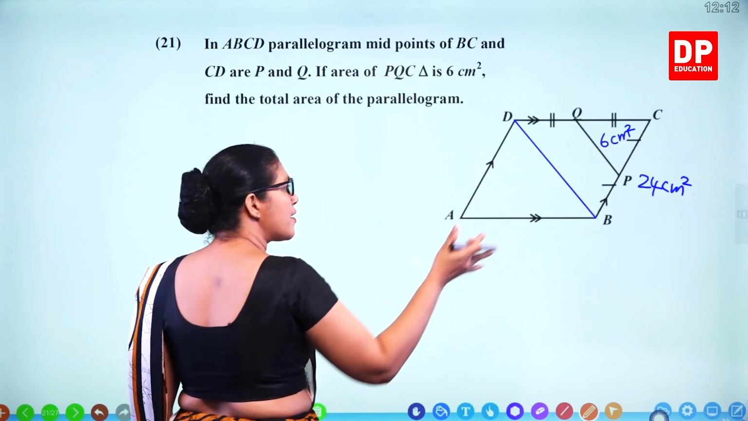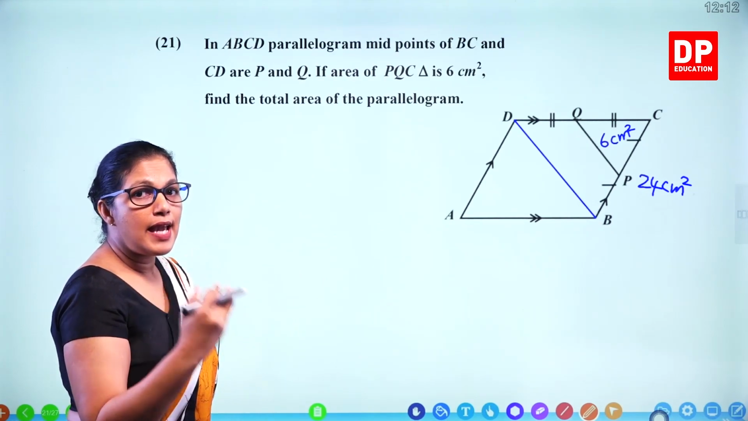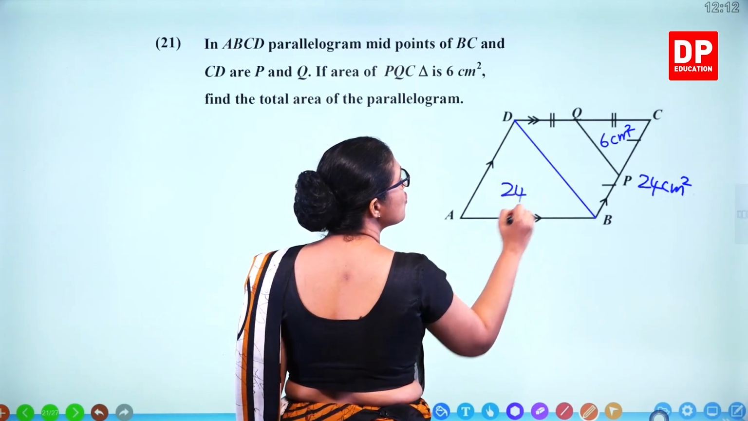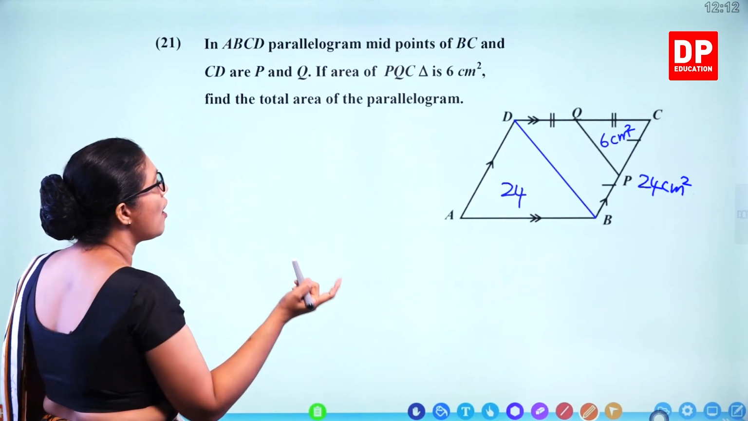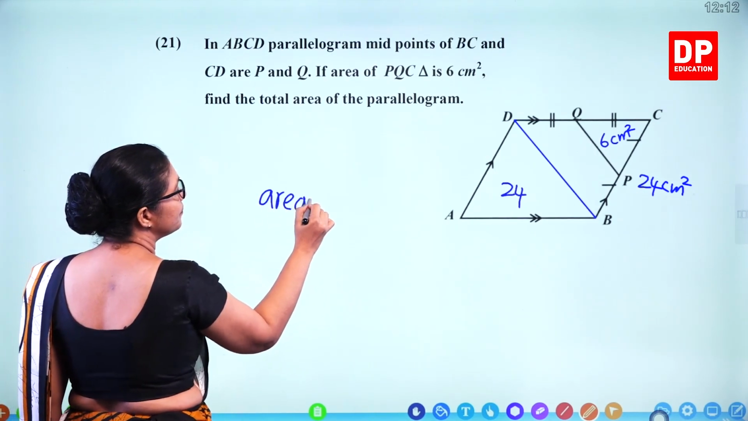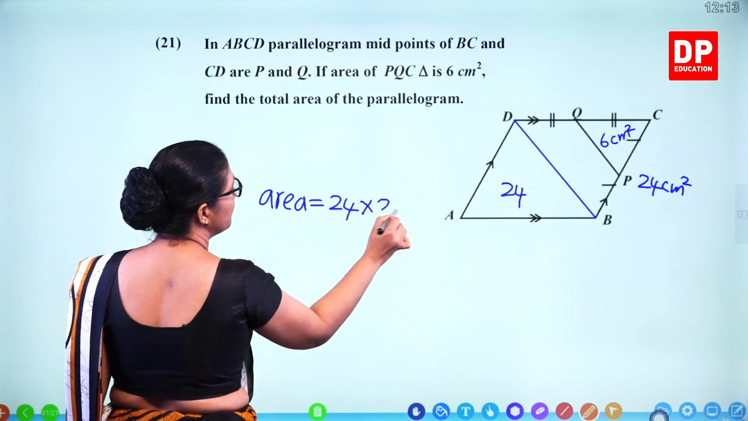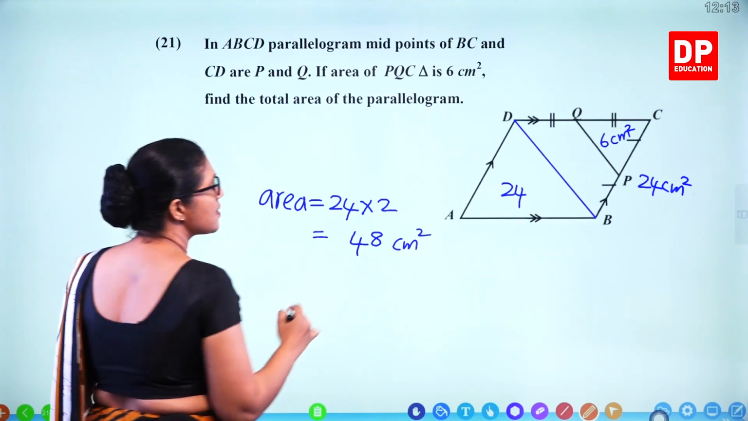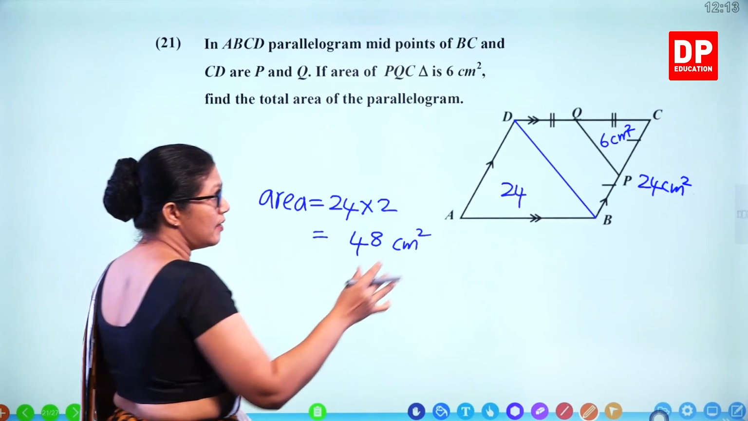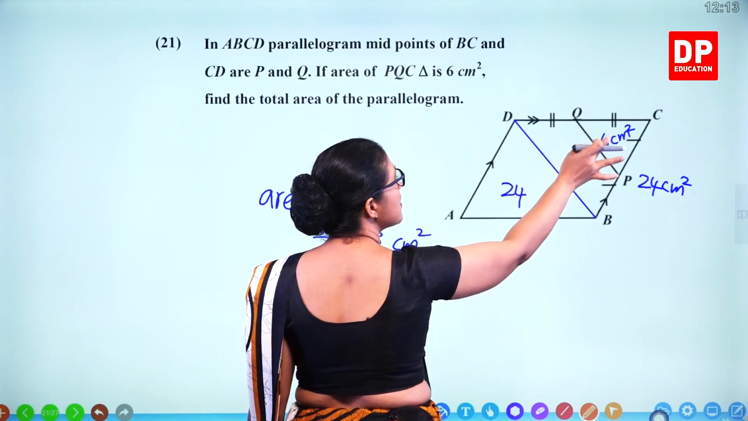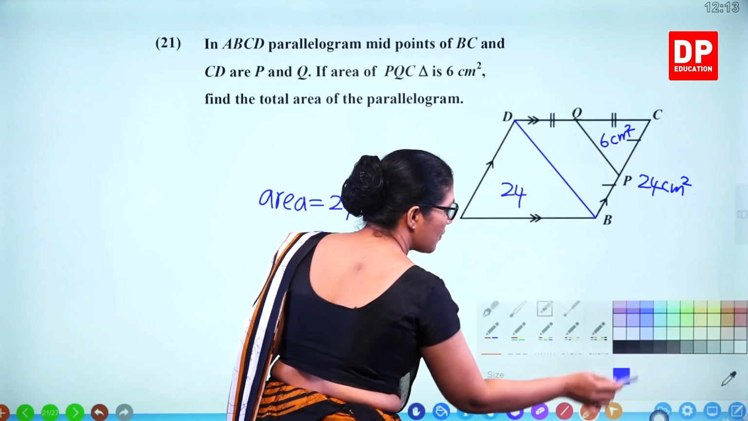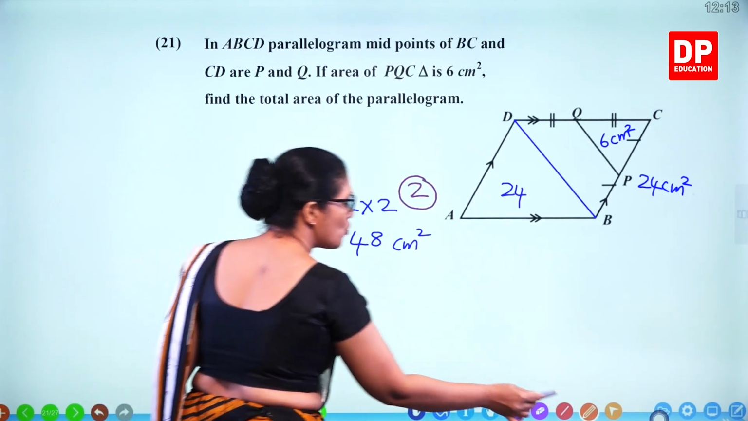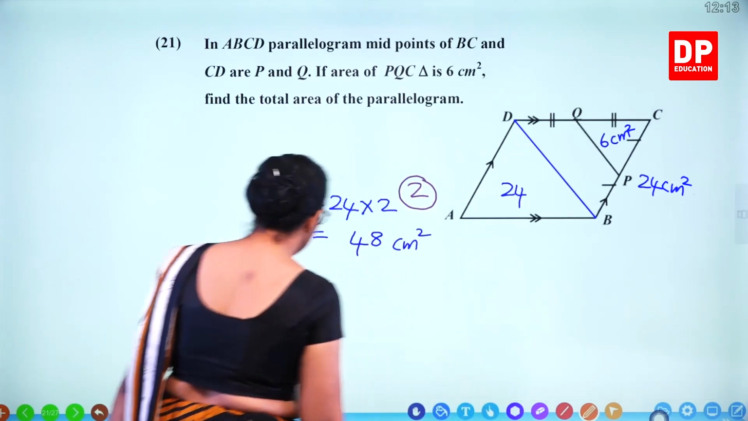So parallelogram, when you draw the diagonal, the area bisect each other. So here this is 24 means this is also 24. So what's the total area of the parallelogram? 24 times 2, 48 square centimeters. So you have to multiply by here. This is 4 times this one and 4 times that one, same. So you get 48 square centimeters. That's 2 marks.